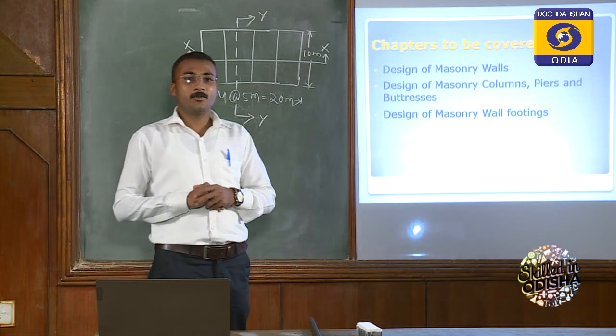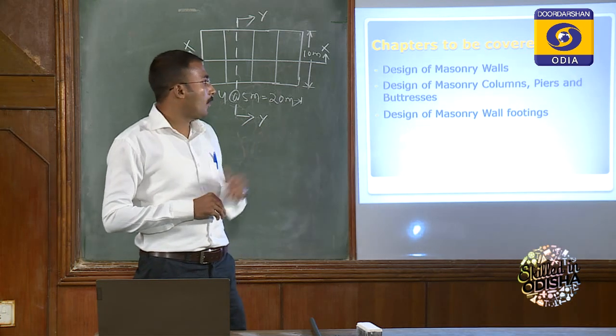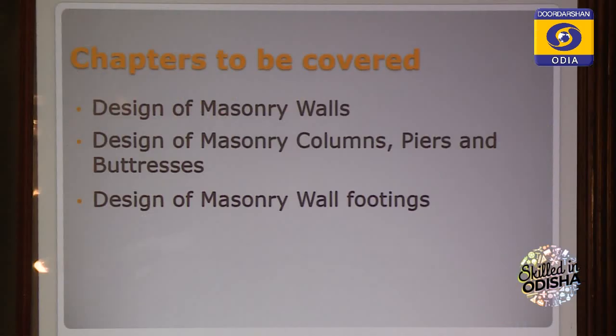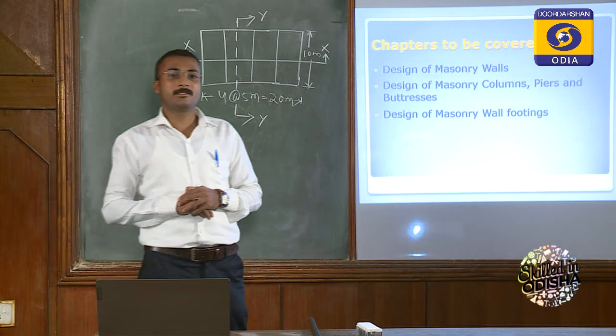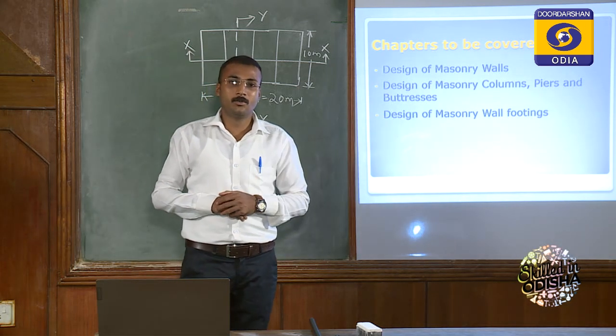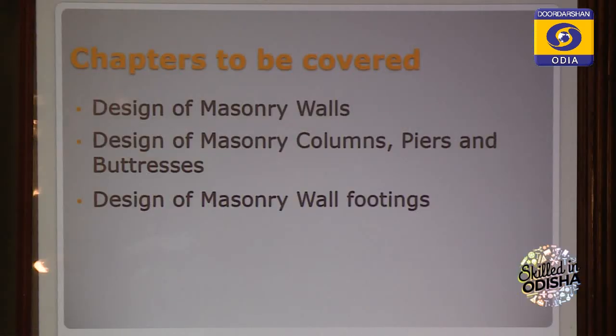And in this lecture we are going to cover the chapters: design of masonry walls, design of masonry columns, design of masonry piers, which are raised structures used to support the span of bridges, design of masonry buttresses, which are used to support the walls, and the design of masonry wall footings, which are used to transfer the load from the superstructure to the soil substrata.